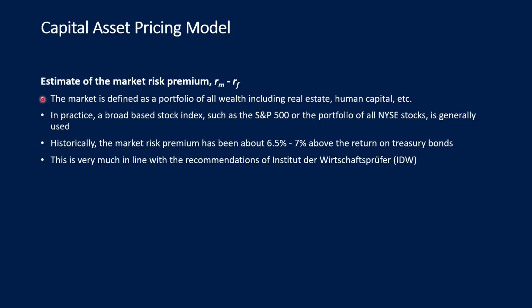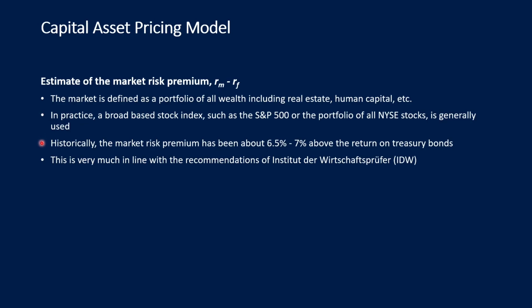The market is defined as a portfolio of all wealth, including real estate, human capital, and so on and so forth. But in practice, a broad market stock index, just like the S&P 500, or the portfolio of all NYSE stocks is generally used, or in Germany, the DAX. By the way, the DAX inherits roughly 80% of the German market capitalization. So it is very, very representative for the German stock market, although only 30 stock titles are in there.